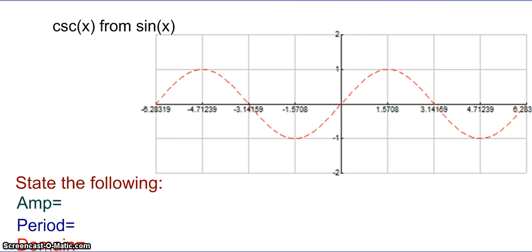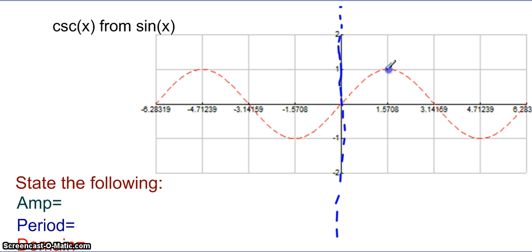Okay, now let's go on to cosecant. So we're going to first understand cosecant from sine. Well, cosecant is the reciprocal of sine, so I've graphed the sine curve here. It's in the red. And so if I graph cosecant, well, sine is 0 at 0. So what is the reciprocal of 0? Well, it's undefined. So that's going to be a vertical asymptote. How about 1? Well, the reciprocal of 1 is 1.